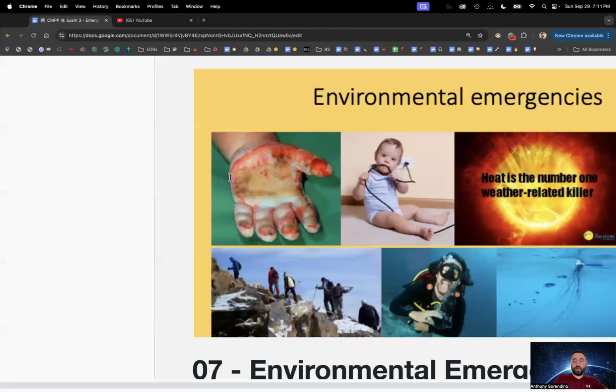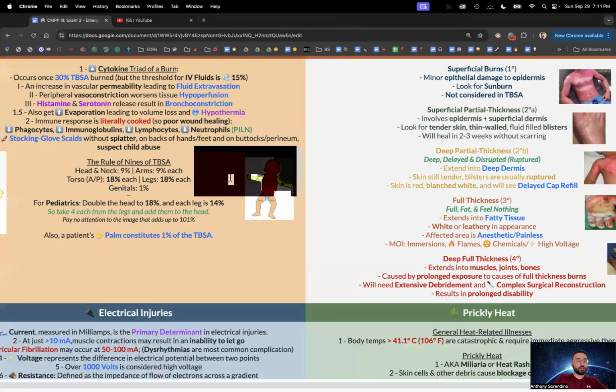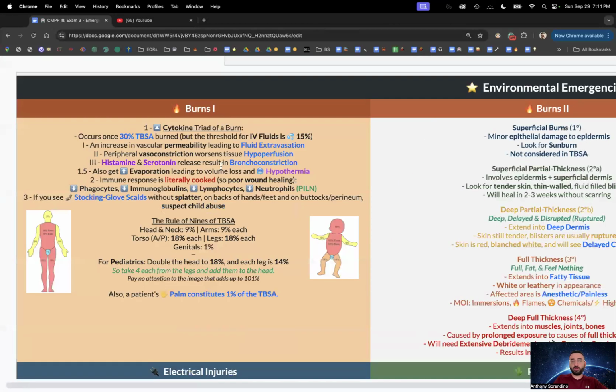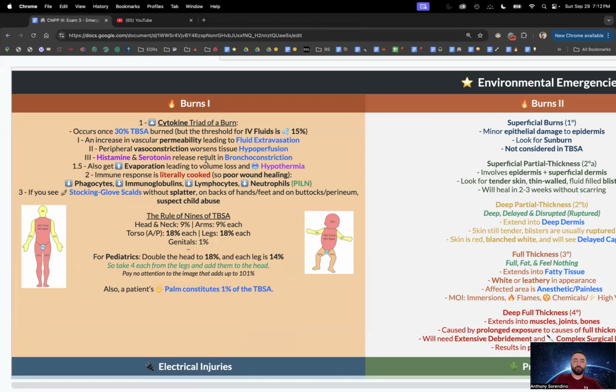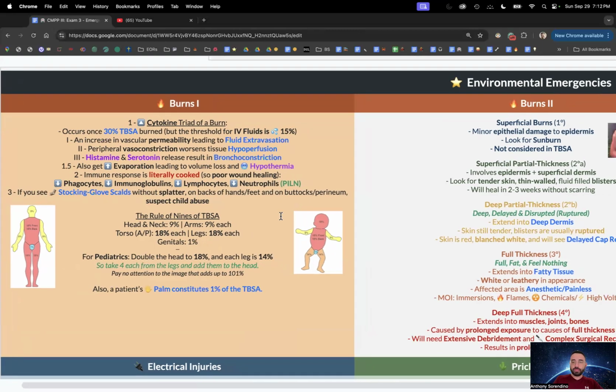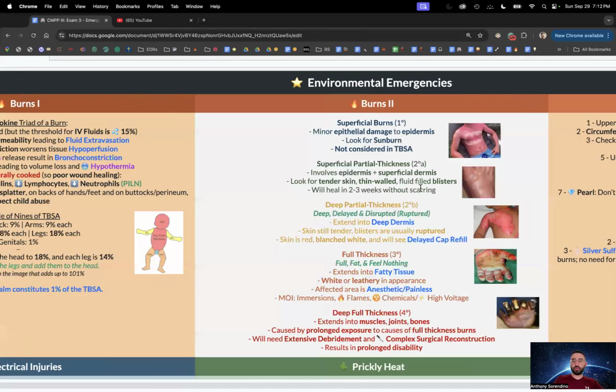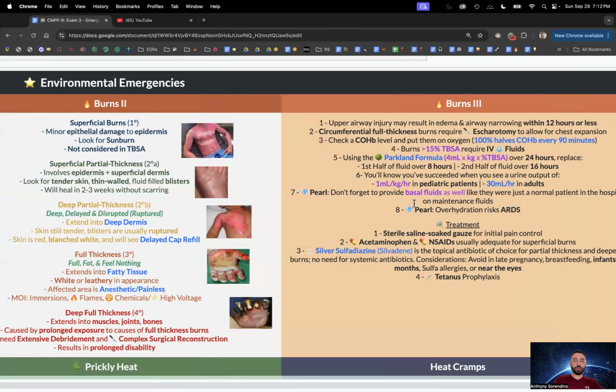All right, we're going to go right into environmental. A lot of interesting stuff here. So you definitely want to know your total body surface area for burns. Once you hit 30% total body surface area, that's when you get this cytokine triad. So that's when you know it's bad, right? It's always bad if it's full thickness, but greater than 30%, you really want to be concerned. Anything greater than 15%, you're going to use that Parkland formula for your fluid, which we'll talk about in a second.